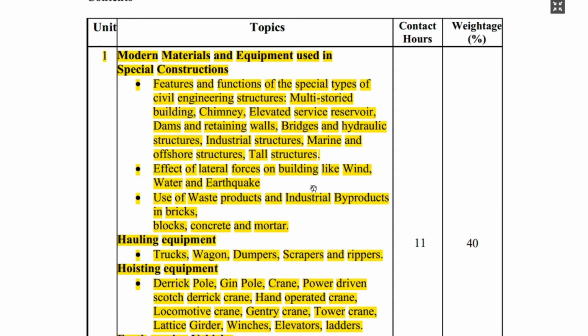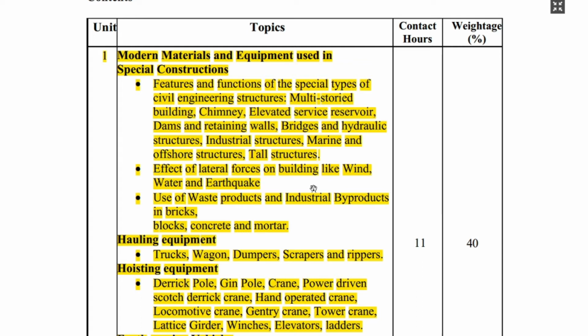Suppose the structure you are designing is in India, in Rajasthan, you do not need to consider the snow load because in Rajasthan there is no snow. Similarly, when you are designing a structure in Jammu Kashmir, at that time you need to consider the snow load.